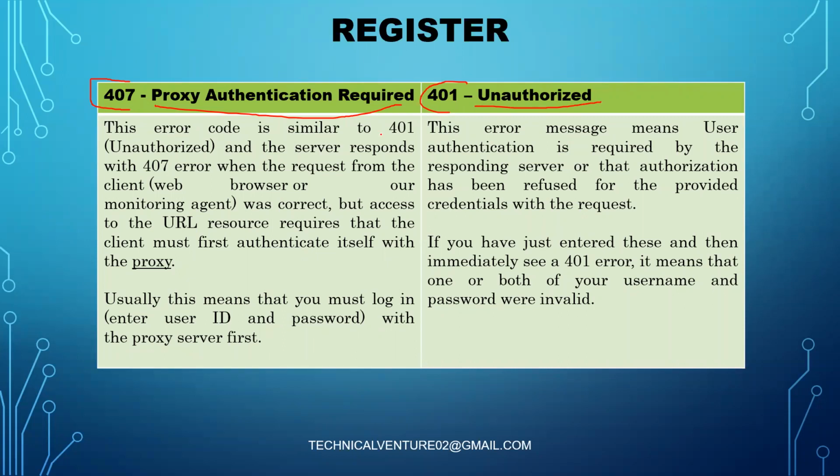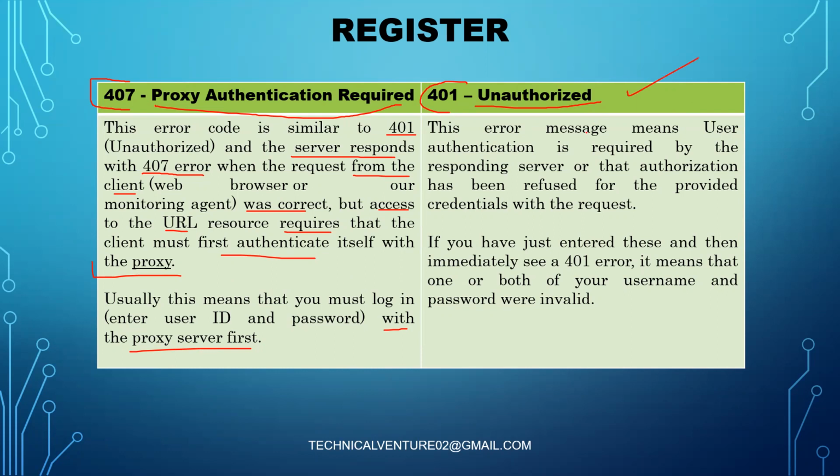It says this error code is similar to 401 unauthorized, and the server responds with a 407 error when the request from the client, which would be a web browser or the monitoring agent, was correct, but access to that URL resource requires that the client first authenticate itself with the proxy. Then you will get this 407 proxy authentication required message, right? And usually this means that you must log in, like enter username and password, with the proxy server first. Now, what is this 401 unauthorized?